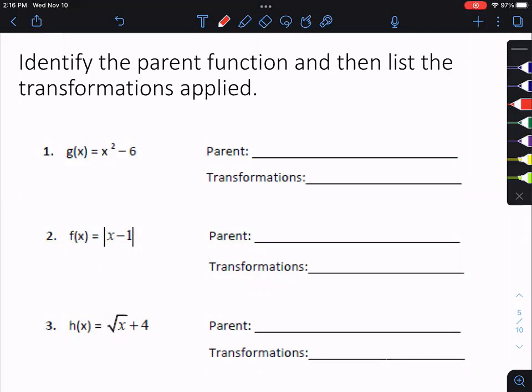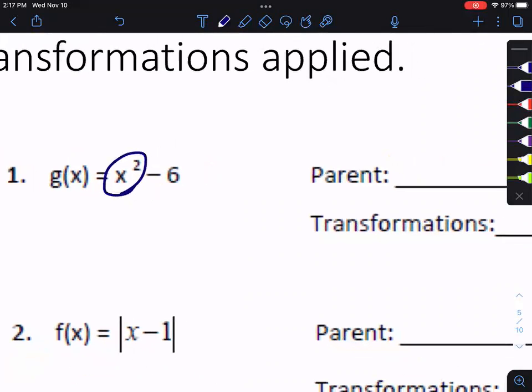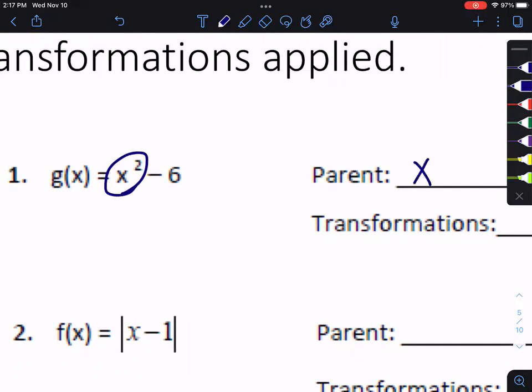So if I look at this first equation, I have g of x equals x squared minus 6. If I take all the addition and subtraction away, I'm left with the parent function, in this case x squared. So that's a quadratic. The transformations are the other numbers. So in this case, the minus 6 is our transformation.